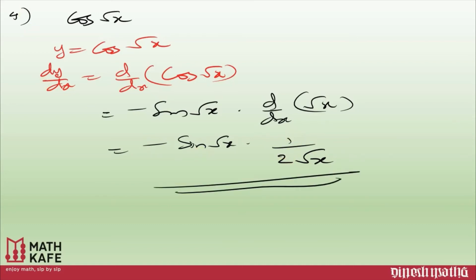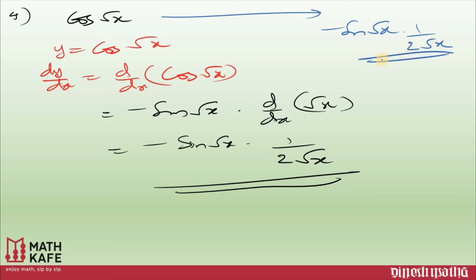Now if it is an MCQ question, you don't need to write anything, straight away you can visualize: cos root x means what? Minus sine root x. Differentiate root x again, 1 by 2 root x. In 5 seconds, you got the answer. This is only for you to understand how the method works. If it is a 1 mark or MCQ, straight away you can write. Let us see the next example.